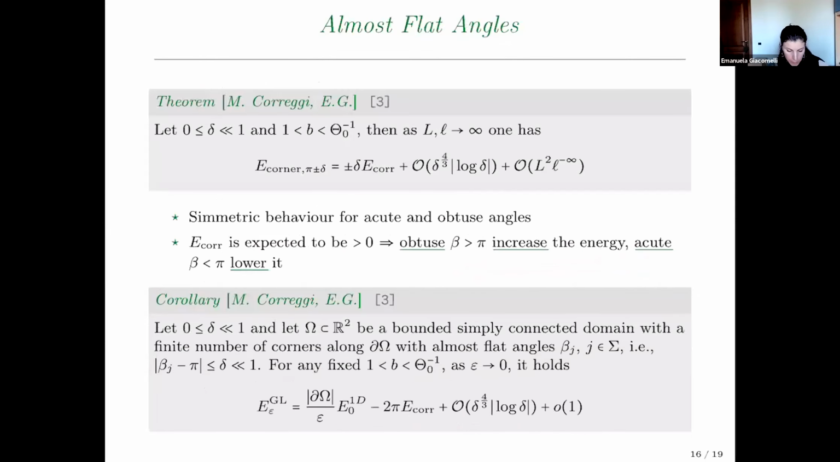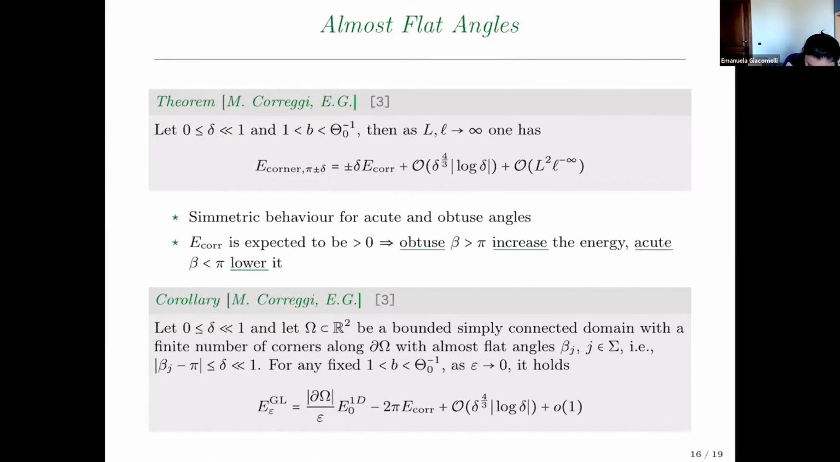This is the content of the third paper we wrote together with Michele. What we did was try to prove that our conjecture was true, at least in the case of an almost flat angle, meaning that we look at an angle with opening angle more or less equal to pi plus or minus delta, where this delta is chosen to be very, very small. If you look at the contribution coming from a corner whose opening angle is more or less equal to pi plus or minus delta, what you are able to prove is that, at least to leading order, this is given by plus or minus delta times a correction.